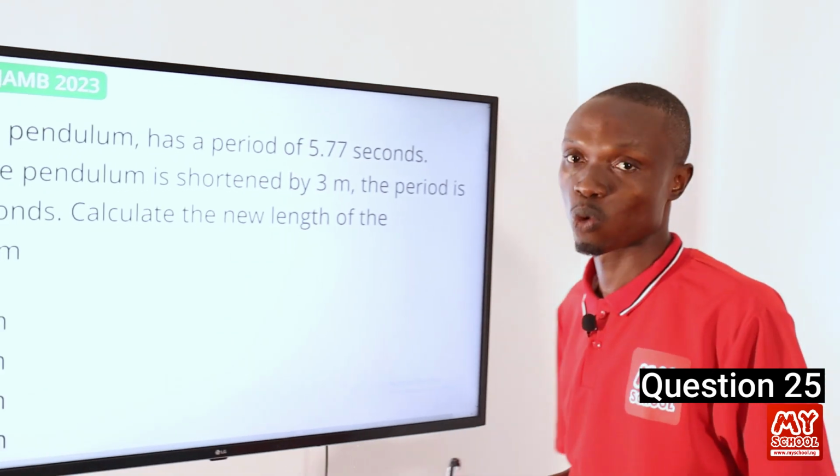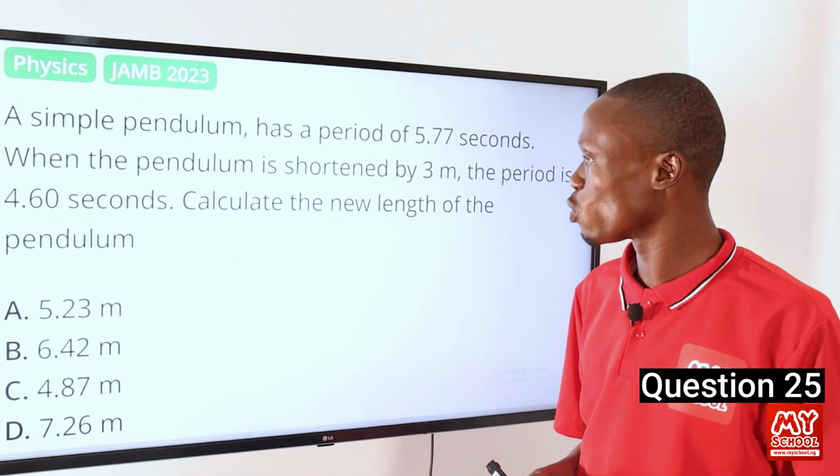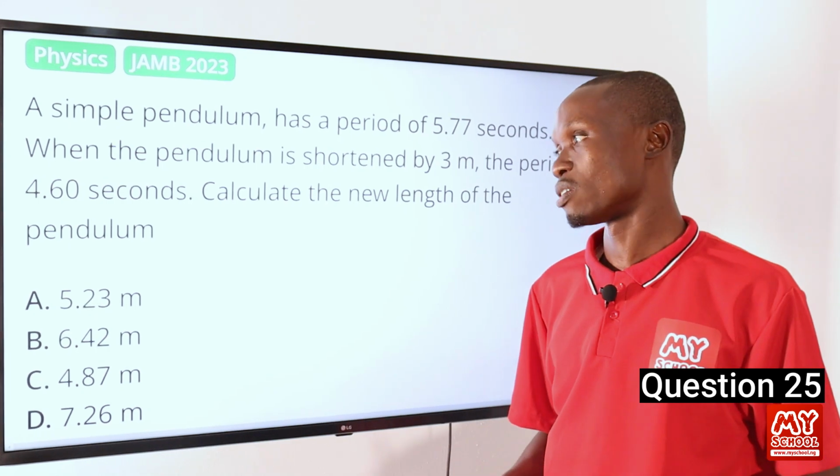So from our calculation, we got the value of the new length to be equal to 5.23. So that makes option A the correct option.